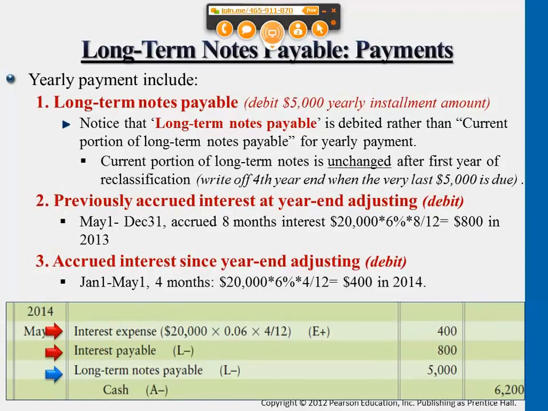When it reaches the third year end, you do another entry that looks like this. You reduce another $5,000, so you have 10,000 times 6% times 8 over 12. Following year again you have the remaining 5,000, then the following year you have 0. So this will be the last. Whenever it reaches May 1st, 2015, you will still have this entry: interest expense, interest payable, long-term notes, cash. In the very last year, the only difference is that the current portion, the part that we reclassified, will be debited.